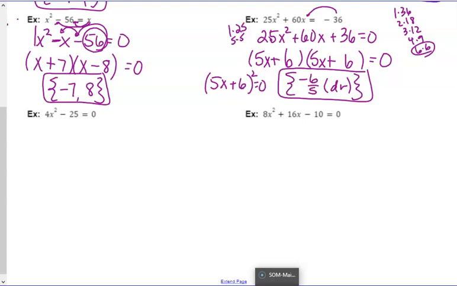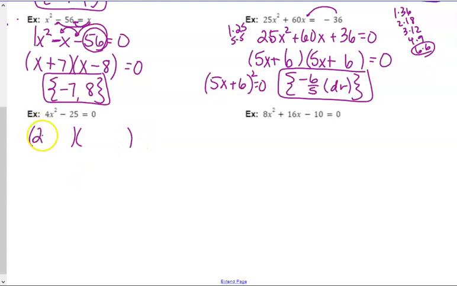All right, the last two. Notice 4x squared minus 25 equals 0. The last two are equal to 0. That's nice. But we only have 2 terms here with this first example. And if we have 2 terms, the idea is to think about whether that is a difference of squares. 4x squared would be 2x squared, and 25 is 5 squared. So it does look like one of those differences of squares.